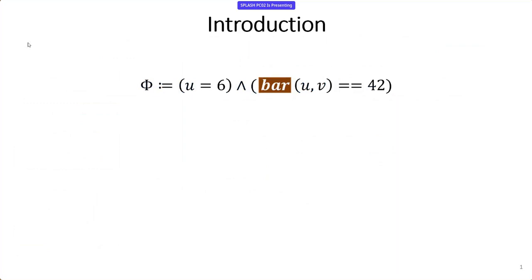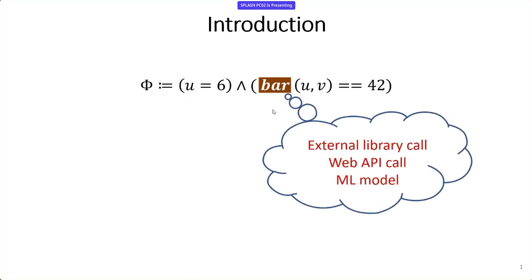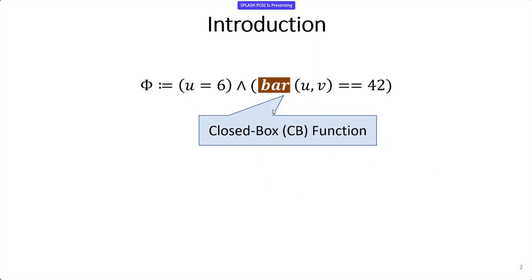Okay, so let me get started with showing you a logical formula in first order logic, which has a function called bar. For this function bar, we may either not have a logical semantics available, or it may be hard for us to encode bar in a logical formula. For example, it may be an external library call, a web API call, or a machine learning model. Such functions, we denote as closed box functions in this paper and the presentation.